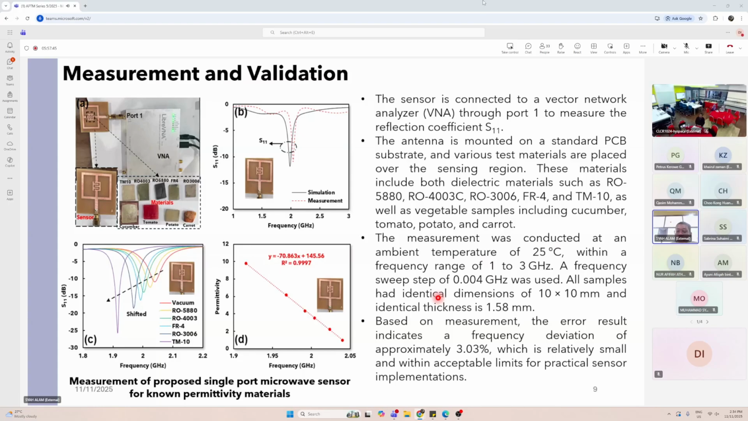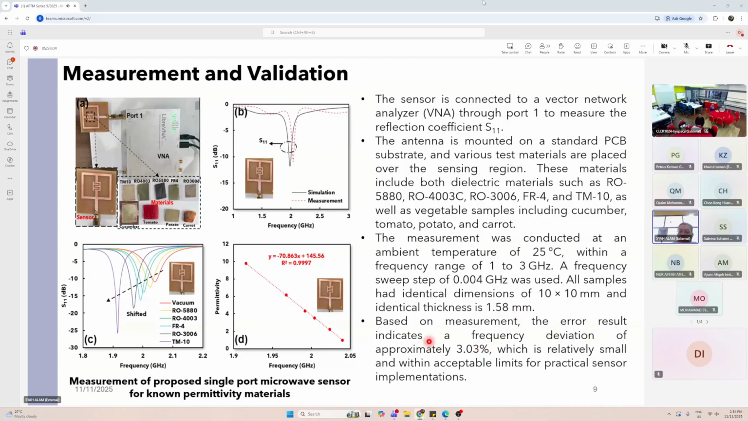The measurement was conducted at an ambient temperature of 25 degrees Celsius within a frequency range of 1 until 6 gigahertz and a sweep frequency step of 0.004 gigahertz. Okay. And all the samples have identical dimensions of 10 by 10 millimeter with a thickness of 1.58 millimeter.